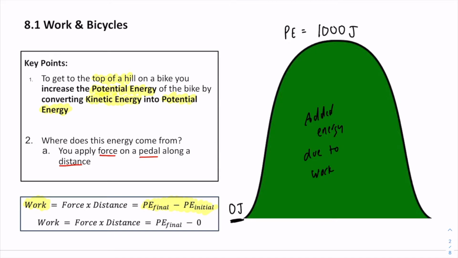And so we think of our system, in this case, a person on a bicycle going up a hill. At the very bottom of the hill, he has 0 joules of stored energy, 0 joules of potential energy. And at the very top of the hill, as he works his way up, he's putting in more and more work, and he's getting more and more potential energy, until he's at the very top, and he has 1,000 joules of potential energy.